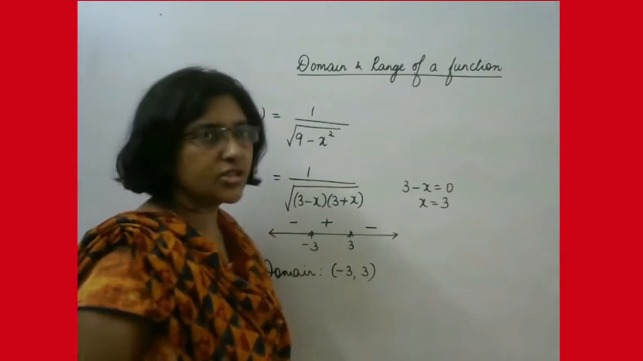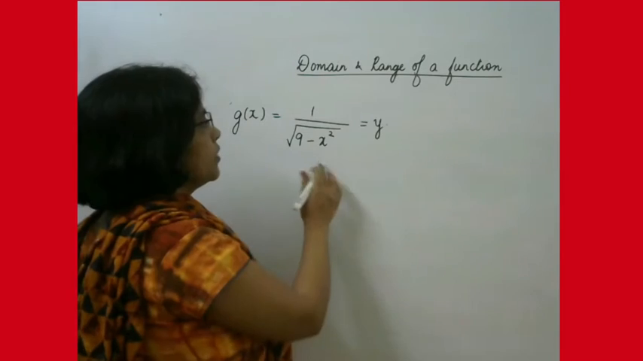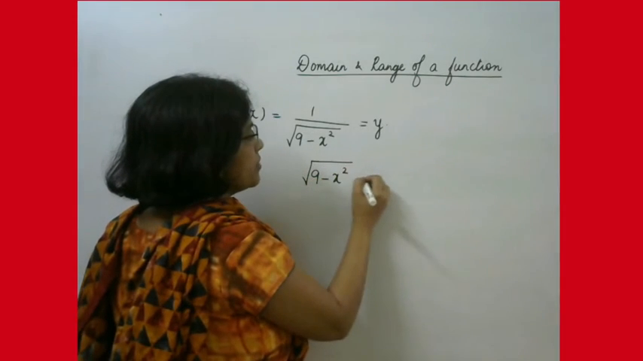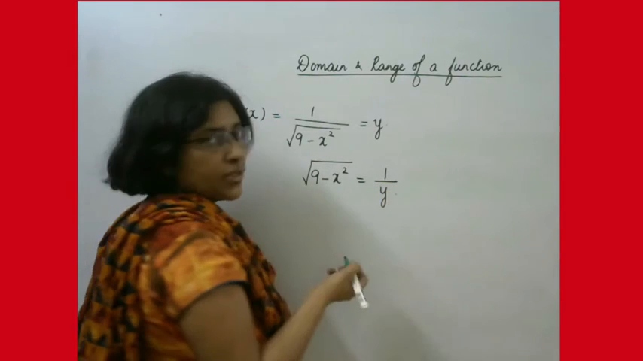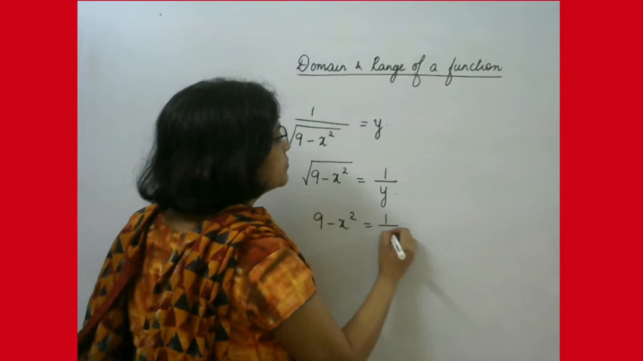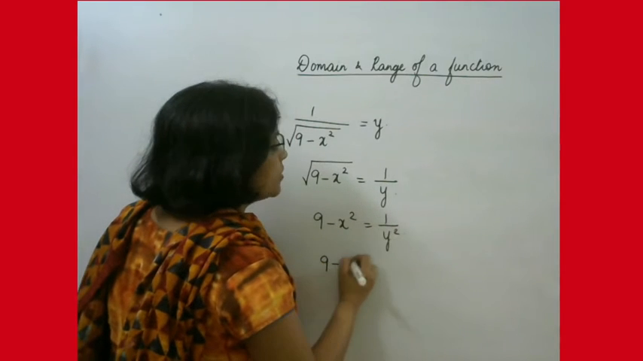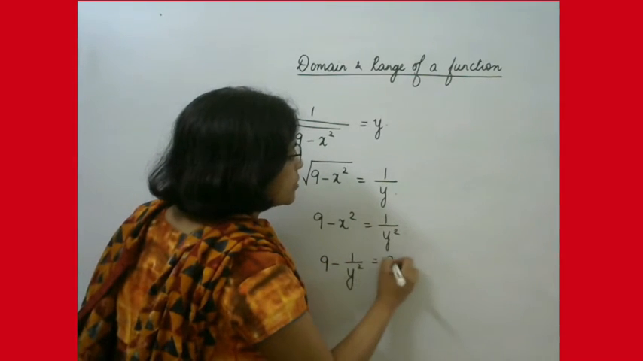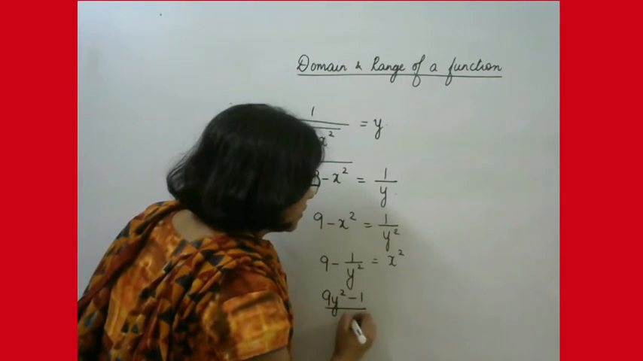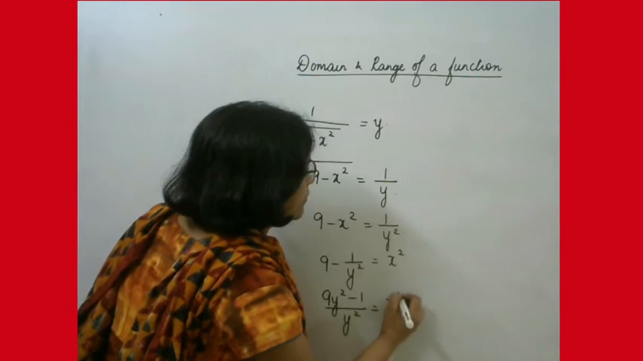Okay, now for the range, let's equate it to y. We'll take the reciprocal. Root of 9 minus x square is 1 upon y. Squaring both sides, so 9 minus 1 upon y square is equal to x square. Let's take the LCM.